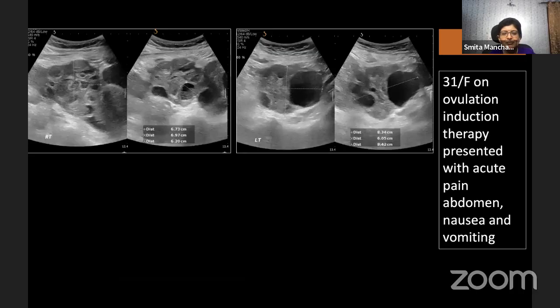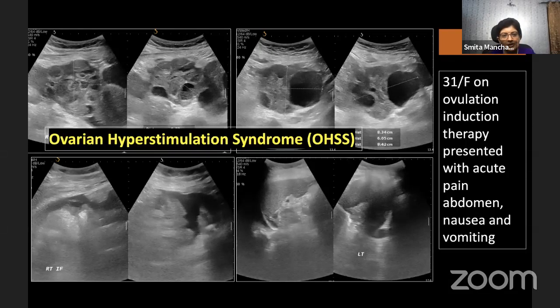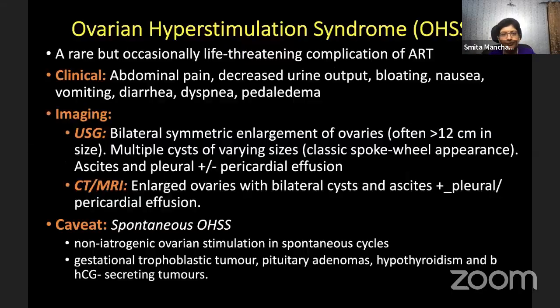A 31-year-old on ovulation induction therapy, even the history is very suggestive. Acute pain abdomen, nausea, vomiting. Patient comes to us primarily for the extent, how much. So the measurement of the size of the lesions, ascites, and the degree of effusion is what we need to tell. So OHSS, that is ovarian hyperstimulation syndrome, and it is a complication of ART.